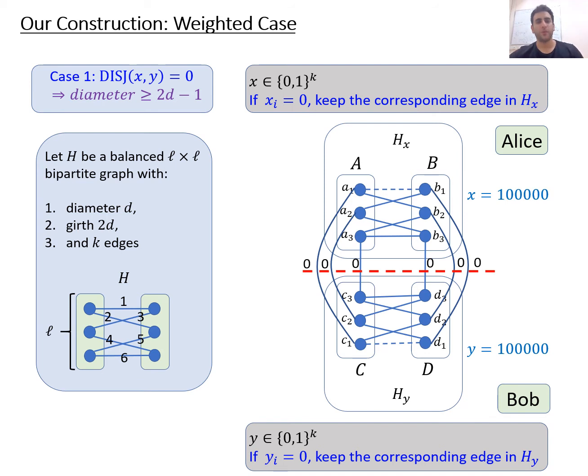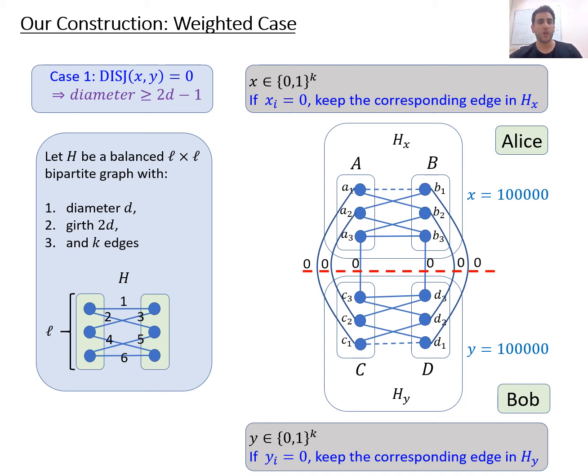Let me start with the non-disjointness case. In the non-disjointness case, we know that there is some position for which the strings intersect. Let's assume without loss of generality that this position is the first position. So we have that x1 is 1 and y1 is 1. And in this case, we don't have an edge between A1 and B1, and we don't have an edge between C1 and D1, because the first position in the strings corresponds to the first edge of H.